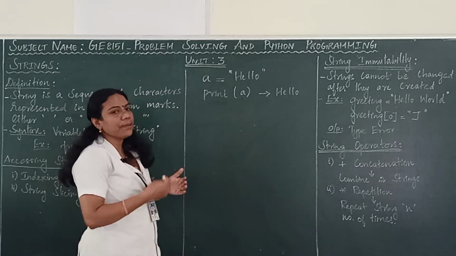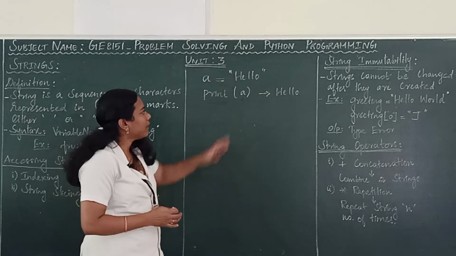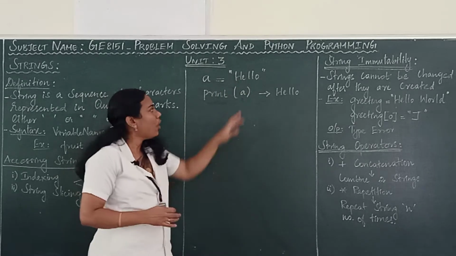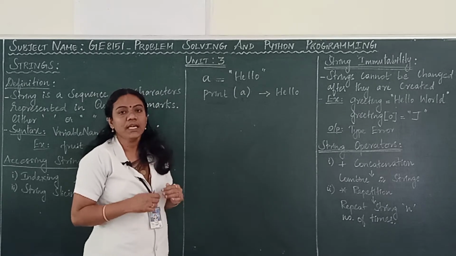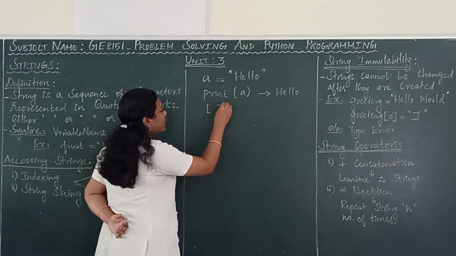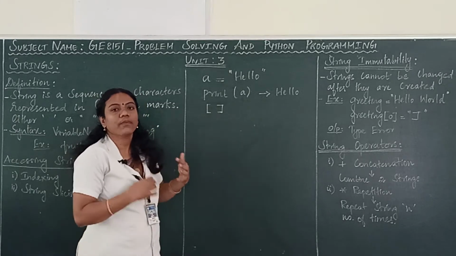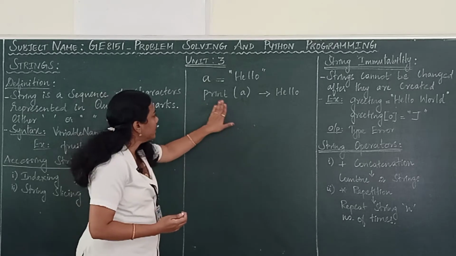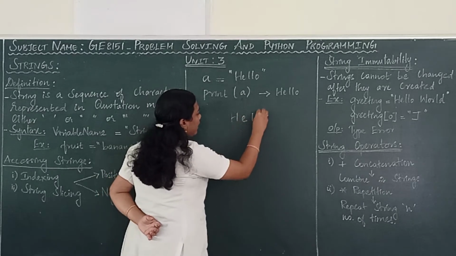At the same time, if I need to access the characters separately, that is, print the character H alone or E alone, that is also possible in Python by using the index operator. The square bracket is treated as the index operator. Inside this square bracket I need to provide an integer value that will be treated as an index. So first we can represent the string, H E L L O.